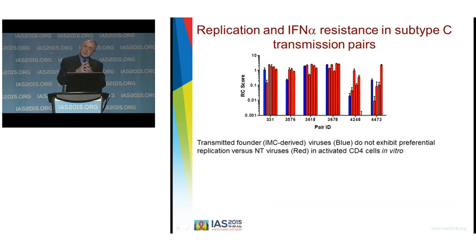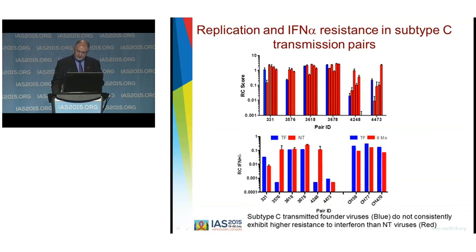We were then able to take a series of generally 3 to 5 infectious molecular clones from the transmitting partner and the transmitted founder virus and compare them for replication. And that's shown in this slide here. The height of the bars indicates the ability of the virus to replicate in activated CD4 T cells. And what you can see is that while the transmitted founder virus in blue is clearly in most cases in the upper quartile of replicative capacity, it's rarely the most highly replicating virus, and in some instances actually is a rather poor replicator compared to the non-transmitted viruses.